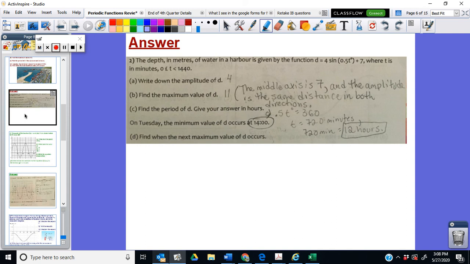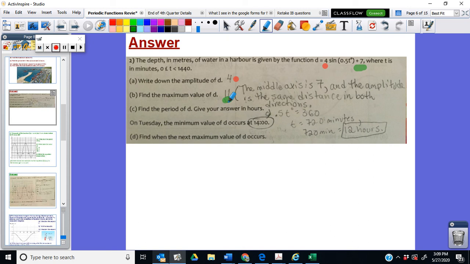So first thing, the amplitude is 4, and we can see that number from our equation right here. And then what is the maximum value of D? Well, we don't have a graph to look at, but you could easily type this into the graphing calculator. But what you want to think about is the middle is 7. So if the middle line is 7 and we went up to the maximum, we would add 4 and 7, and that gives us 11.